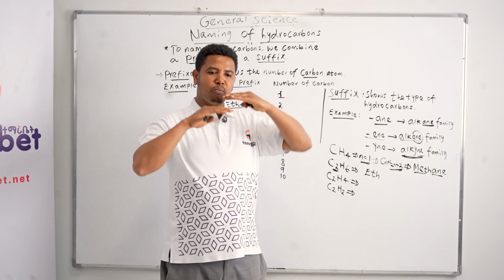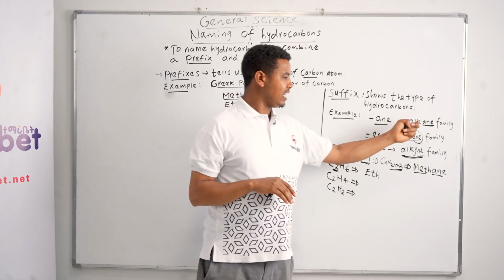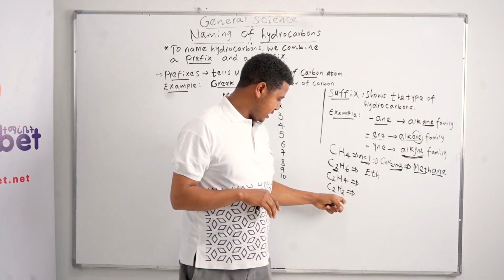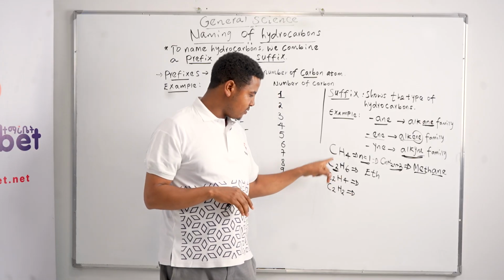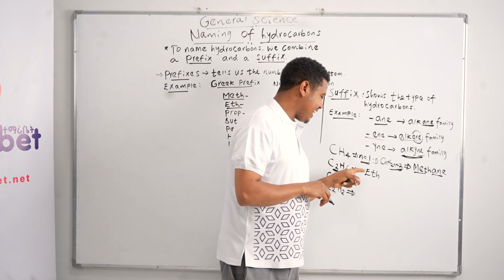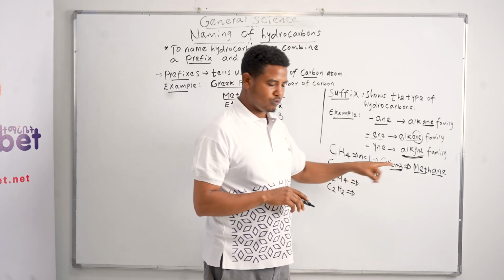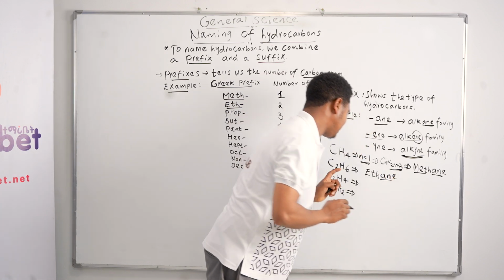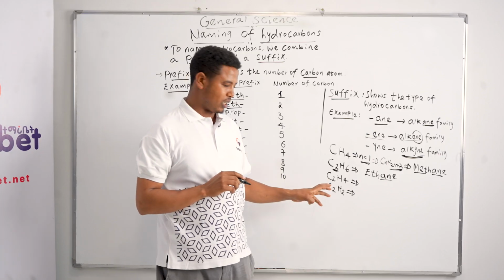If it has more hydrogen, that is definitely the alkane family. So here it's 6, here it's 4, here it's 2. Since they all have an equal number of carbon, this one is in the alkane family, with the formula CnH2n+2. So you have to add the suffix as well, "ane". This is ethane. Let's come to the second one.